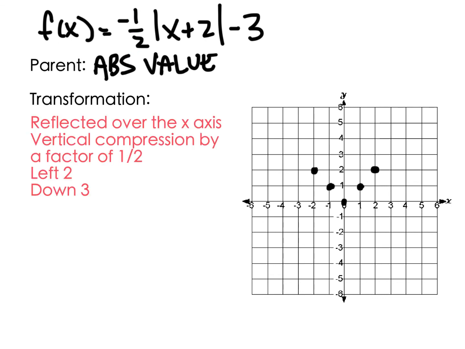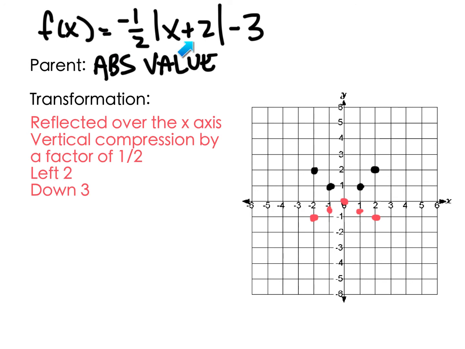In a case like this where we have so many different transformations, it's okay to plot the points a lot of times. So go ahead and start by just multiplying each of these y values, like 2 right here, by negative 1/2. 2 times negative 1/2 is negative 1. And plot that point. 1 times negative 1/2 is negative 1/2. 0 is 0, right here.